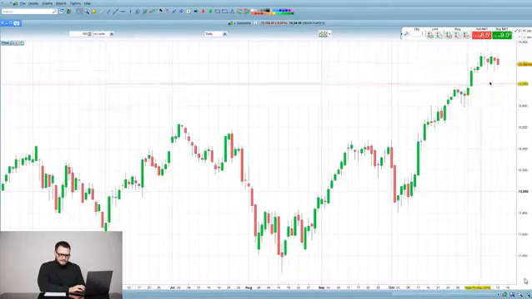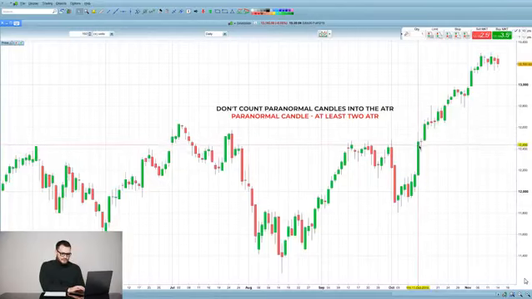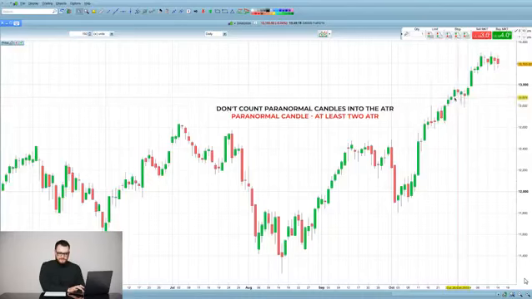ATR is going to be extremely important, and I'll show you why. Now, one of the rules for the ATR: we do not calculate paranormal candles. What do I mean by paranormal candle? It is a candle that is roughly 2 ATRs. Here is an example. This is a paranormal candle, and it is at least twice as large as any other average candle.